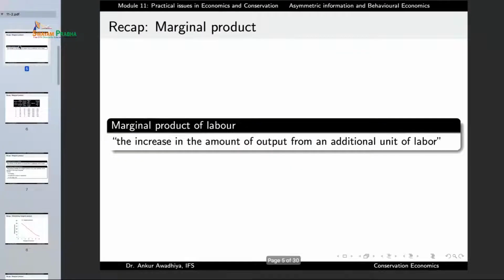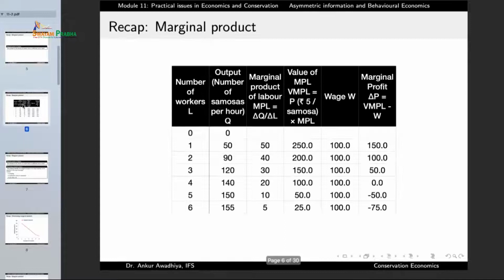And this is important because this is the basis of the understanding of the marginal product. Marginal product of labor, as we had seen, is the increase in the amount of output from an additional unit of labor. And we had seen that the marginal product of labor goes on decreasing, which is another way of explaining the production curve.